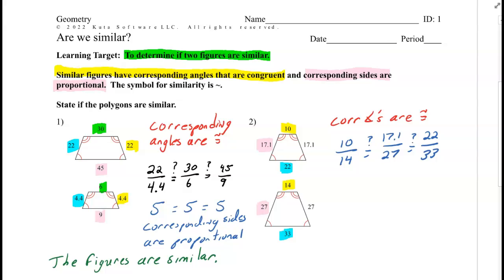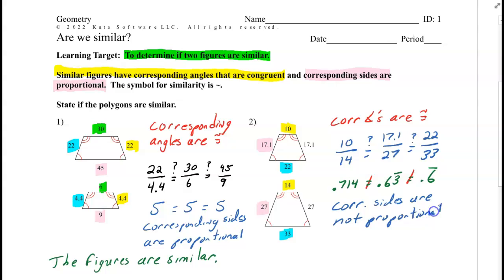So when I figure out these decimals, I get 0.714. The middle fraction is 0.63 repeating, and the third fraction is 0.6 repeating. We can clearly see that these decimals are not the same, so that means the corresponding sides are not proportional, which means the figures are not similar.